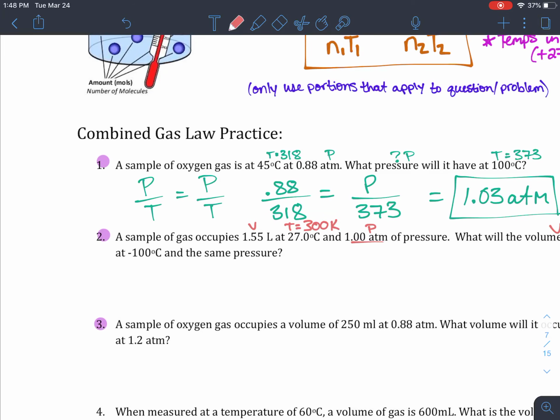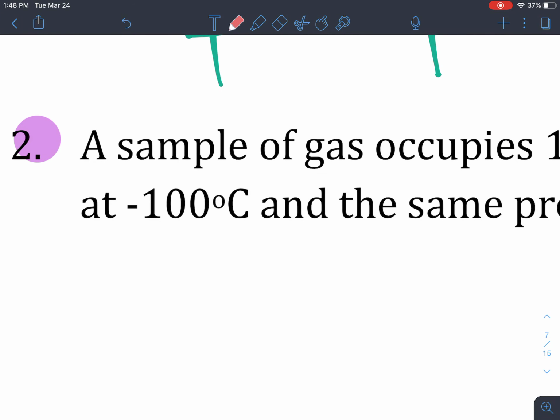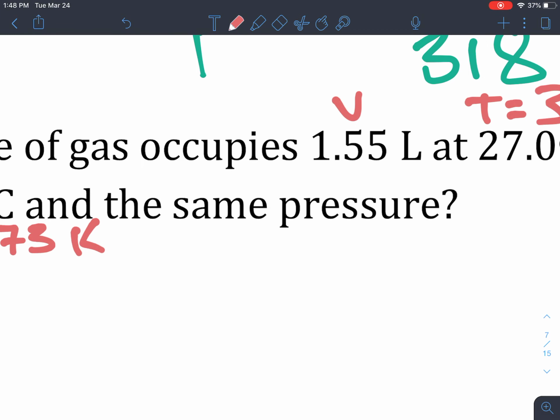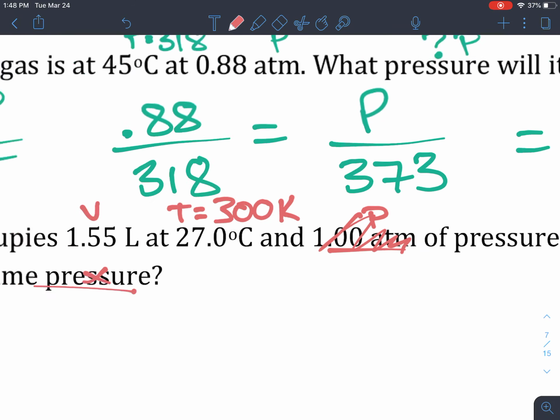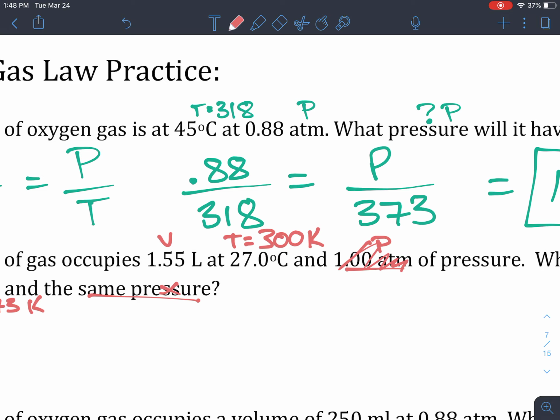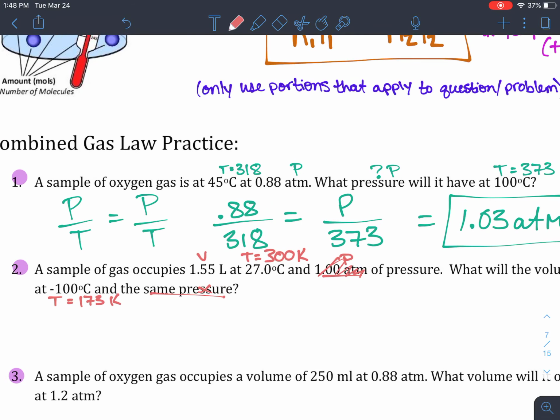What will the volume be at negative 100 degrees Celsius? So that's a temperature value. So it's 273 minus 100 this time, or negative 100 plus 273 if you wanted to plug it in your calculator that way. However you figure it out, it's 173 Kelvin. Okay, and then it says that there's the same pressure. So actually we don't even have to worry about this pressure because if it's the same, it doesn't affect our calculation anyway. So in this particular example, our variables are temperature and volume.